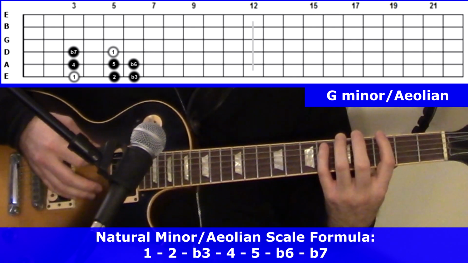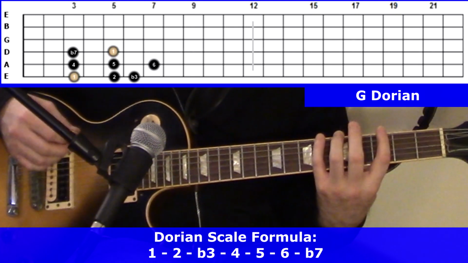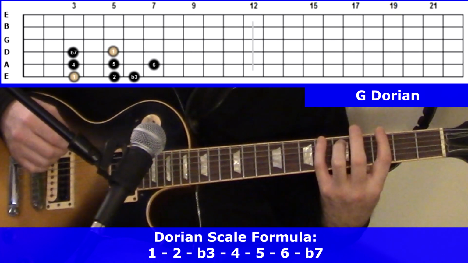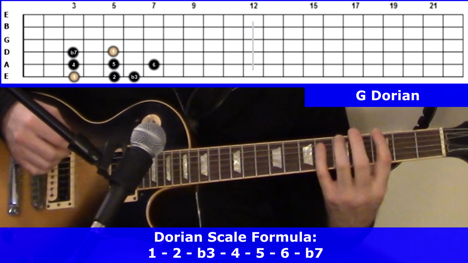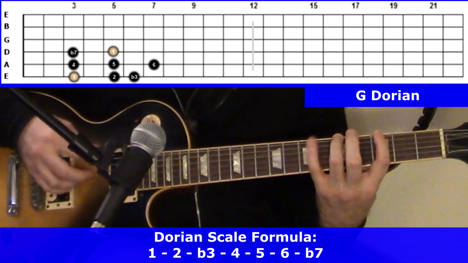If I wanted to turn this into Dorian, I would raise the 6th degree by 1/2 step. So the scale formula for a Dorian scale would be 1, 2, flat 3, 4, 5, 6, flat 7, then back at 1.